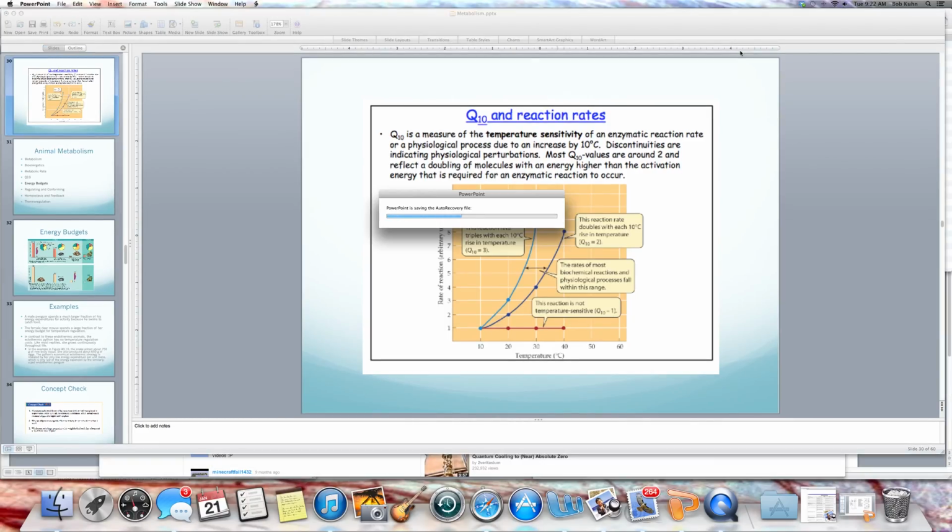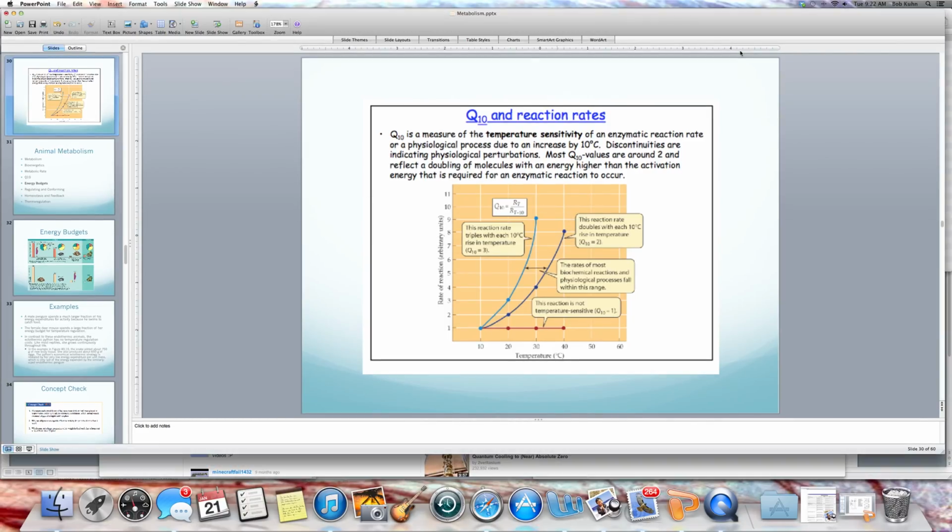Okay, so this is where we would leave off in metabolism. I gave you a lot to think about, a lot of things to ask questions about. So please look back over it. If you have questions, post them on Edmodo or please ask them in class.